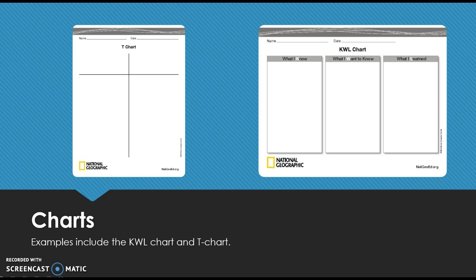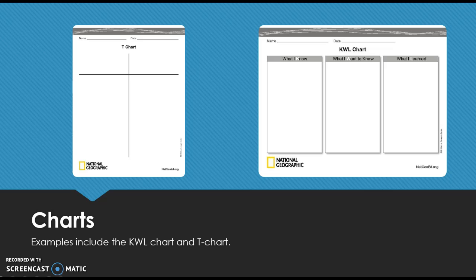Another great example of a graphic organizer is a chart such as the KWL or T-chart. KWL charts are great because first they lead to a brainstorming session by determining what students already know about the topic. They then help students figure out what they want to learn about the topic. Finally, they ask students to assess what they have learned.